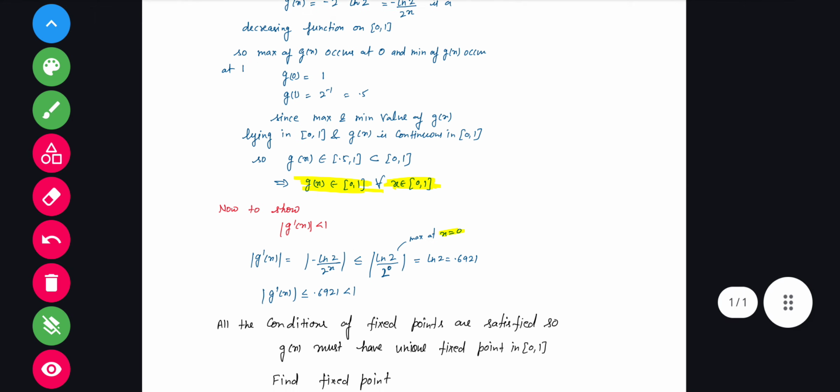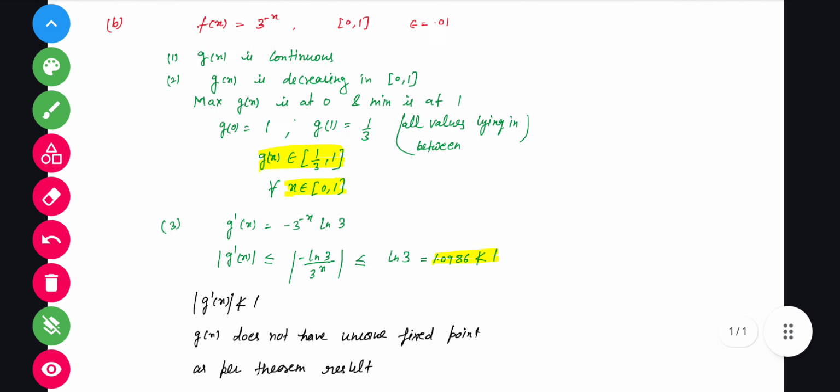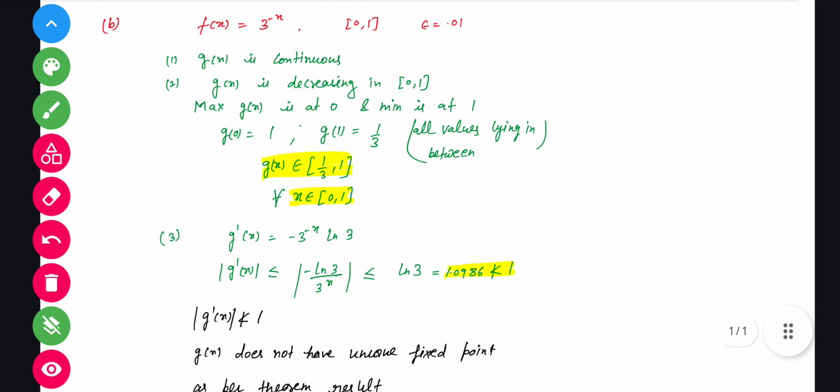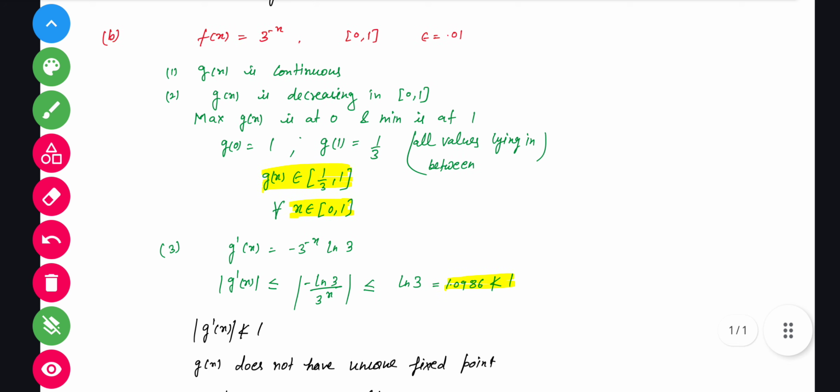So that is it. And then this question is something different, that is 3 to the power minus x. So it is continuous, right? So it is continuous.